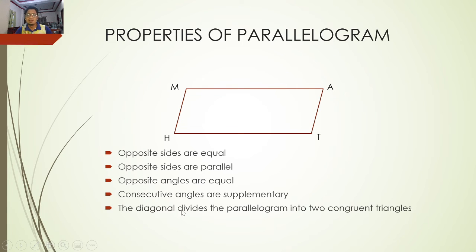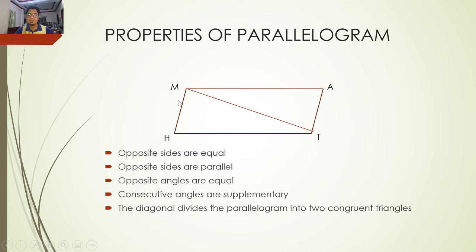Next, the diagonal divides the parallelogram into two congruent triangles. Ano ba yung diagonal? The diagonal is a segment joining two non-consecutive vertices in a polygon. Kung ito yung isang vertex, ang kasunod niya ito at saka ito. Ang hindi niya kasunod yun. So pag nag-drawing tayo ng line, ito yung ating diagonal. It connects two non-consecutive vertices in a polygon.